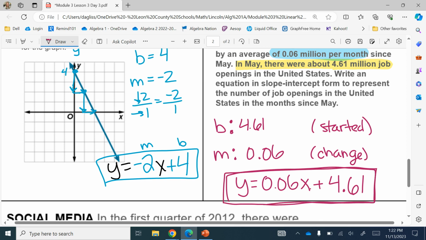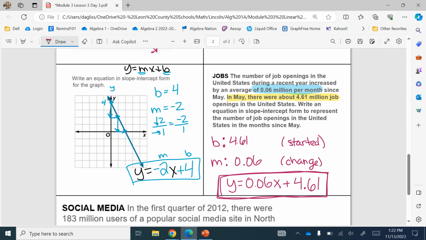Good job. So when it comes to word problems, I know that gives you a lot of information. You're looking for two pieces. What did I start with? And then how did I change from there? Okay, so we got one more word problem, and that's what we're going to look for. What did I start with? And then how did I change?